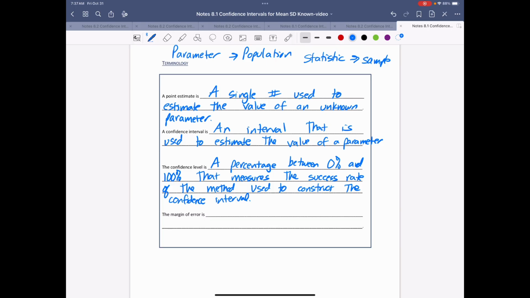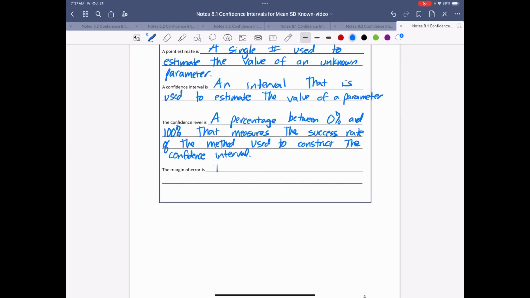And the margin of error is the plus or minus number. It's your wiggle room, how much you're willing to be off. The plus or minus number. The margin of error equals the critical value that comes from the curve, the z-score, times the standard error. And the standard error is sigma of x bar. It's sigma over root n.